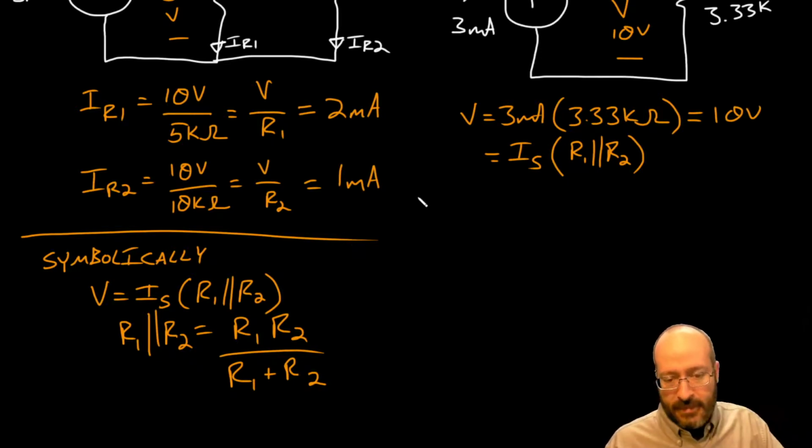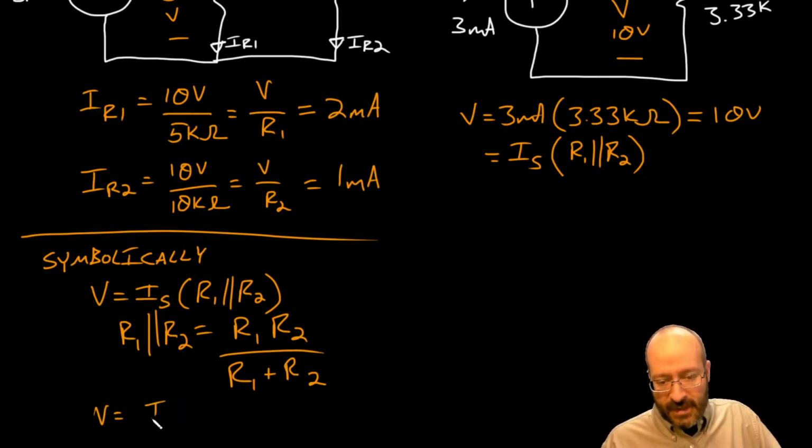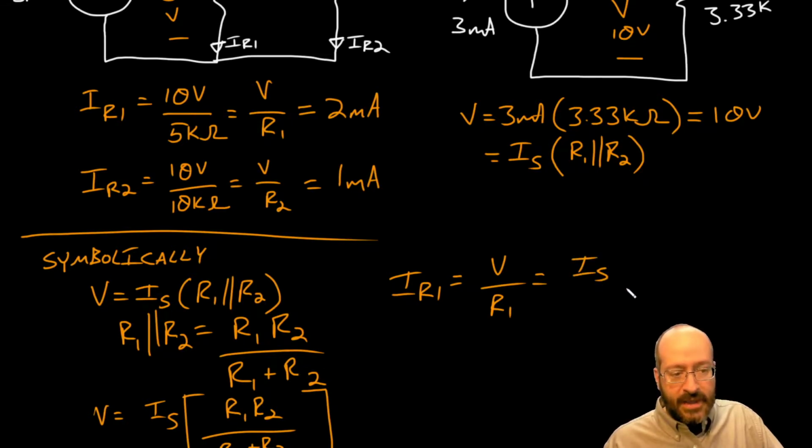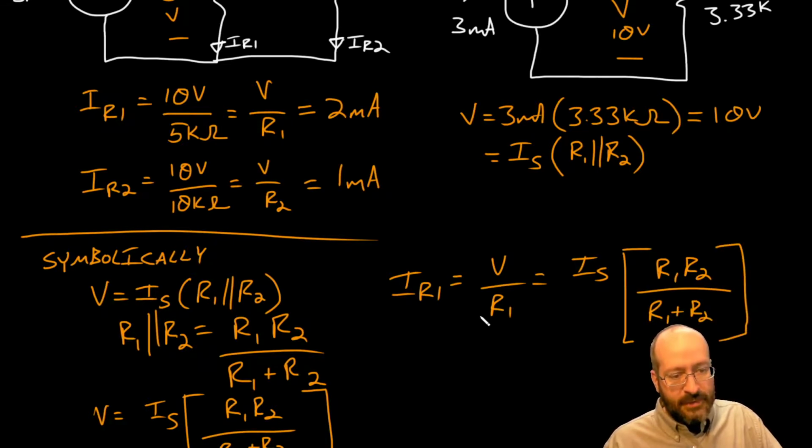Only 2 branches. Okay, so V is now IS, and I'll stick this in brackets, R1, R2 over R1 plus R2. Okay, so that's our V. Now if I want to go find IR1, let's start with IR1, I would take that V and divide by R1. Well, here's what that's going to look like. We're going to take IS, we're going to multiply it by this product over sum. Okay, now I have to divide by R1.